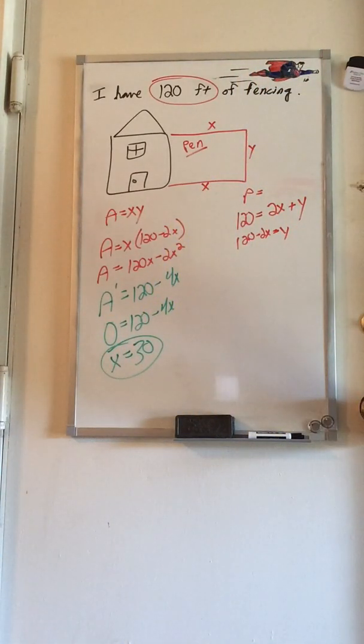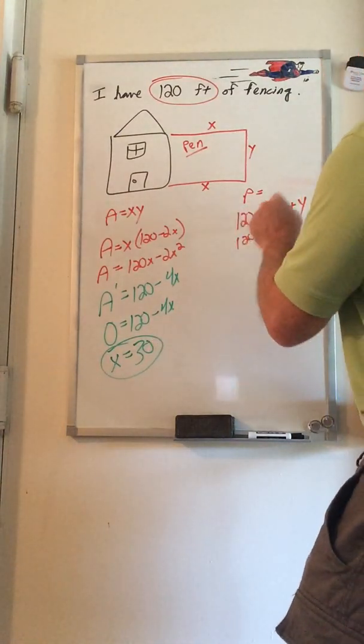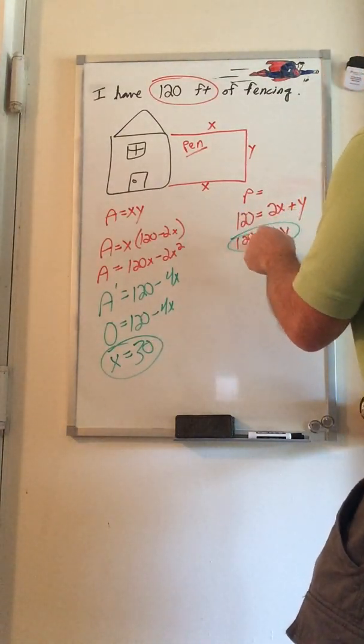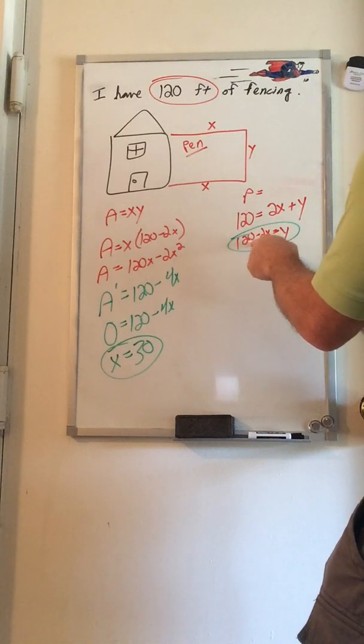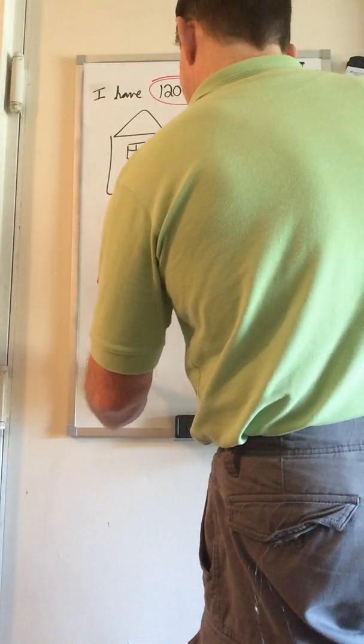Again, I'm not going to take the time to check that that is a maximum with a sign chart, but I could and it would be. Now, if x is 30, y is 120 minus 2 times 30. That's 120 minus 60. And y is 60.